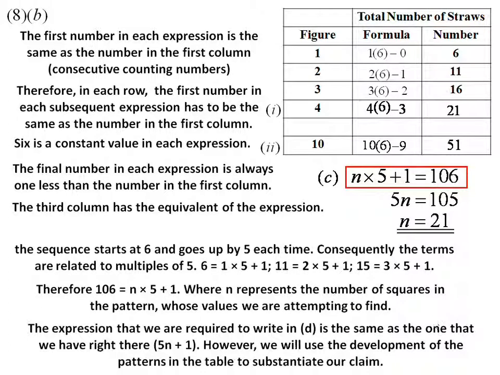The expression that we are required to write in D is the same as the one that we have right there, which is 5n plus 1. However, we will use the development of the patterns in the table to substantiate our claim. So this same 5n plus 1 we have right here is the 5n plus 1 that we have in the final part of the problem, but we will not just take it for granted. Although we have enough proof already, we will also take an algebraic approach to it on the next slide.